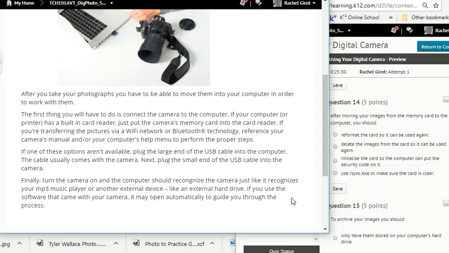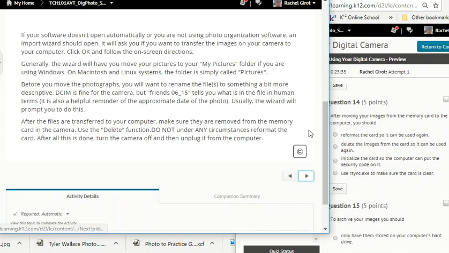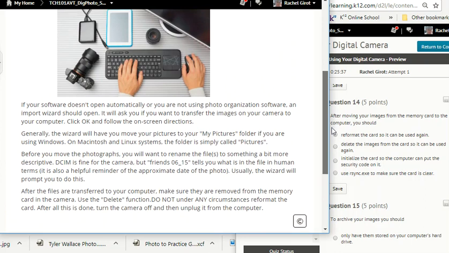If you use the software that came with your camera, it may open automatically to guide you through the process. If your software doesn't open automatically or you're not using photo organization software, an import wizard should open. It will ask if you want to transfer the images on your camera to your computer. Click OK and follow the on-screen directions. Generally, the wizard will have you move your pictures to your My Pictures folder if you are using Windows. On Macintosh and Linux systems, the folder is simply called Pictures.